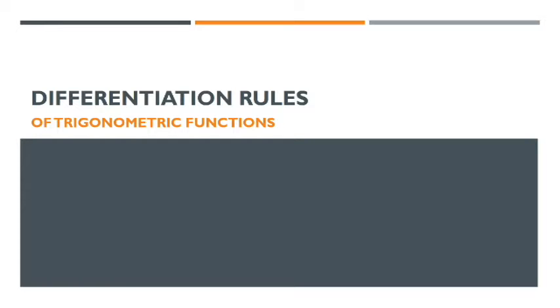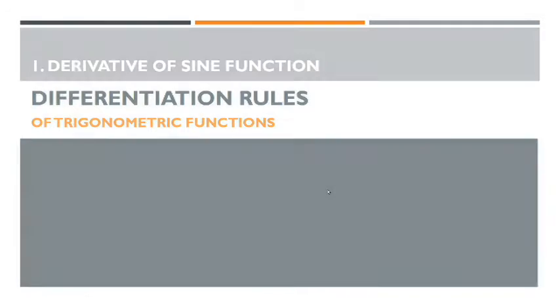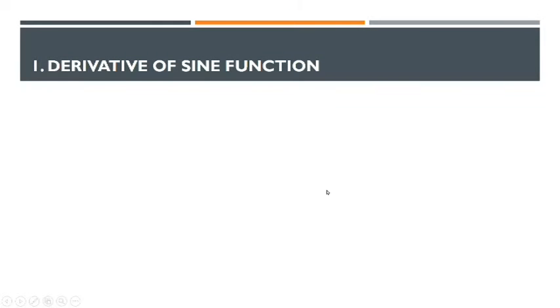Our topic for today is differentiation rules of trigonometric functions. So itutuloy natin yung discussion about finding the derivatives. So for today, we have trigonometric functions naman. So number one, derivative of a sine function. So derivative of sine x is equal to cosine x.